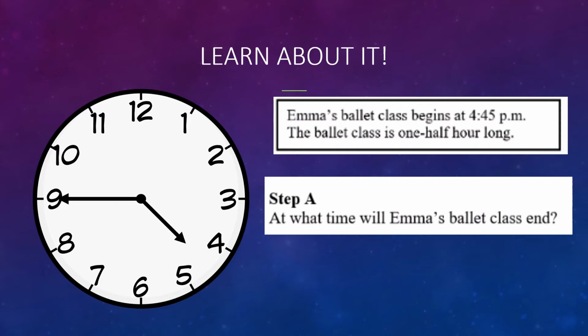So we could count on by fives on our clock until we figure out where the minute hand will be in 30 minutes. Let's go ahead and do that. 5, 10, 15. Before we keep going, I now see that the minute hand has passed 12. So it is now the next hour, 5 o'clock. Let's keep going with our minutes. So we have 5, 10, 15, 20, 25, 30. So our minute hand has stopped at the 3. So our ballet class ends at 5:15.